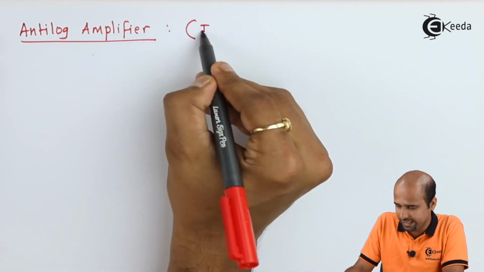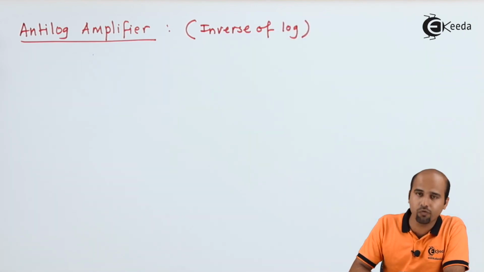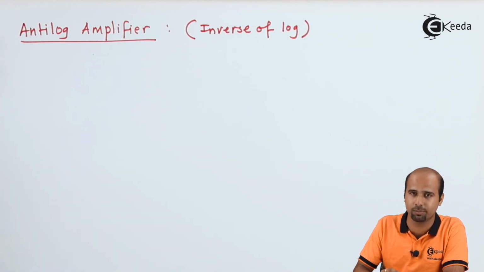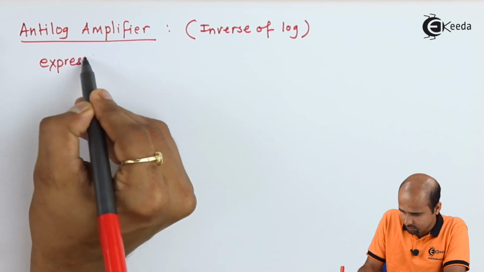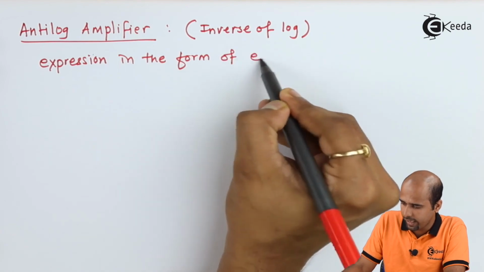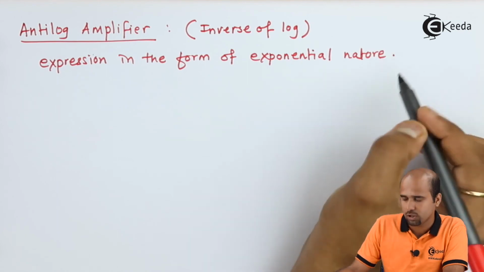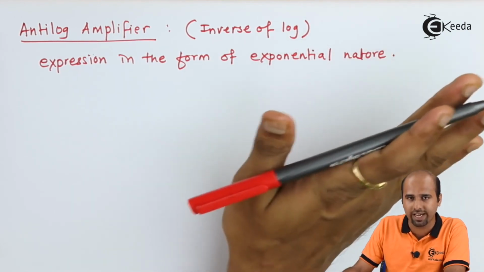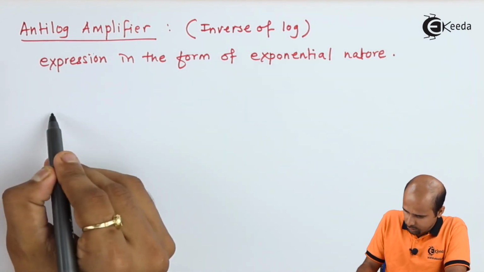This is nothing but the inverse of log. Now the inverse of log is also in the form of 10 to the power something or e to the power something, if log is to the base 10 or e respectively. So we will be getting the expression in the form of exponential nature. So e to the power something, that should be our expression of the output voltage with respect to input voltage. We will draw this circuitry over here.